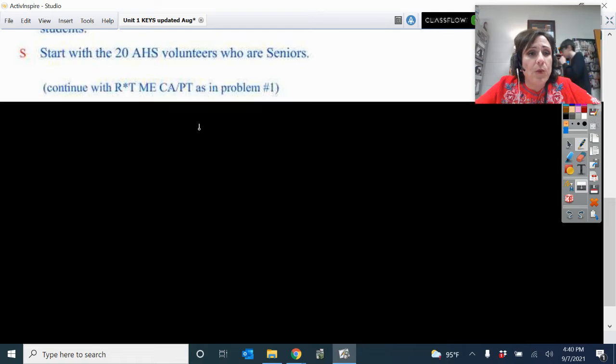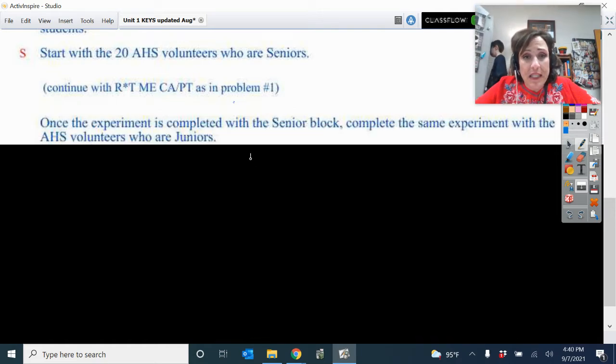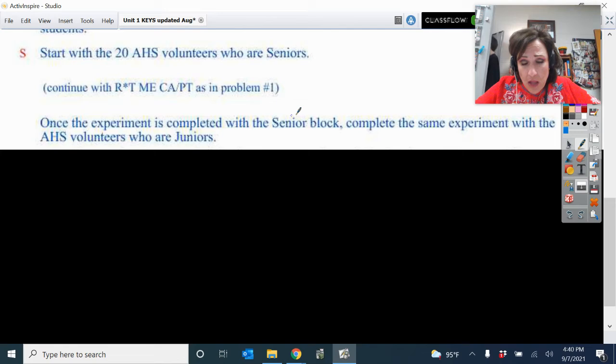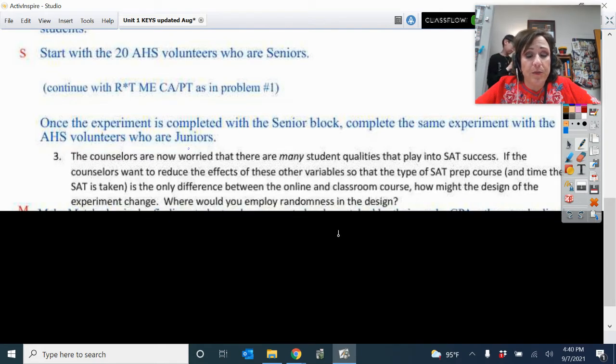So within that block, we're going to continue the RAP Me Capped as in problem number 1. So once we're done with that, then once the experiment is completed with the seniors block, complete the same experiment above with the AHS volunteers who are juniors. So once you complete it with one block, then say you're going to finish it with the other.